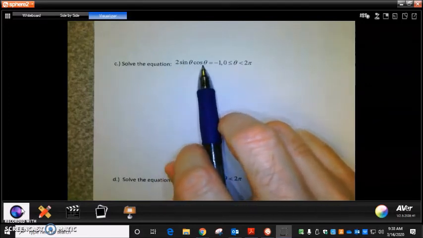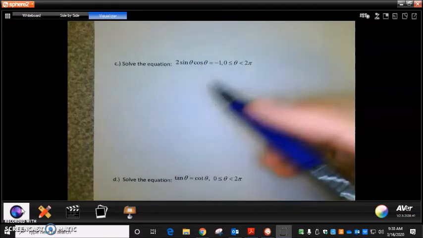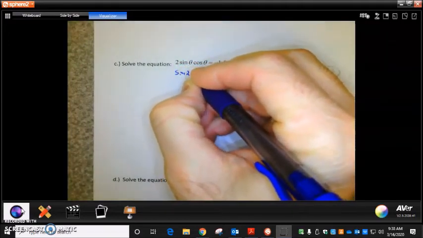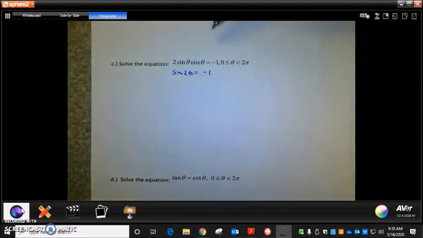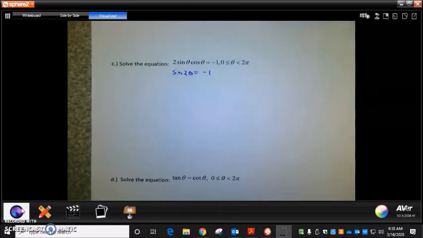This is the sine double angle formula. So I could take this entire expression and rewrite it as the sine of 2 theta equals negative 1. Now, there was a problem earlier where we turned a double angle into a single angle. We didn't want a double angle, but the problem with that one was we had two different variables. We had a double angle, and then we also had a single angle in the problem, and we couldn't solve it. This one we can solve.